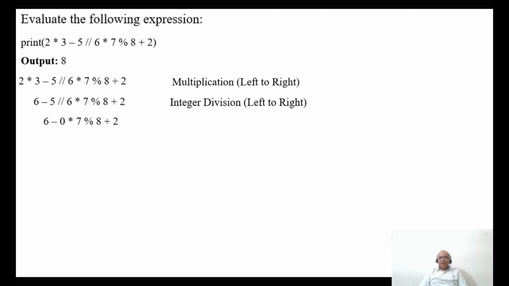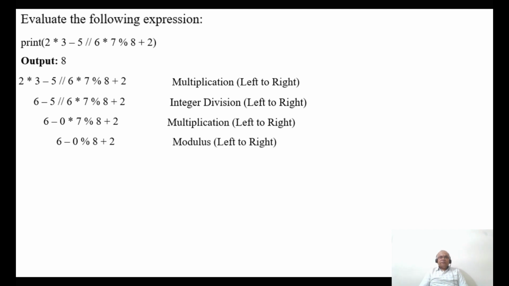So first one is going to be the multiplication. So 6 minus 0 into 7. 0 into 7 is how much? 0. So 6 minus 0 percent 8 plus 2. Then you are left with the higher precedence, you have only one, which is the modulus. So 6 minus 0 modulus 8 plus 2.